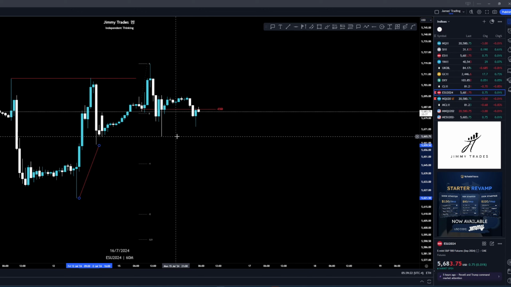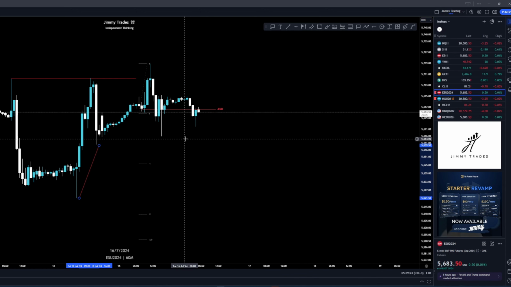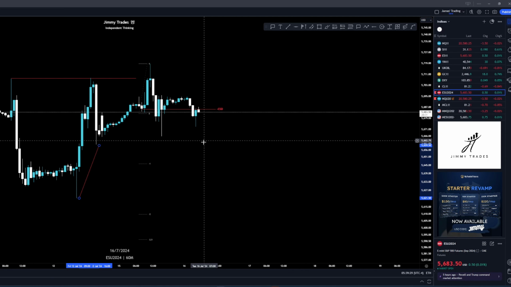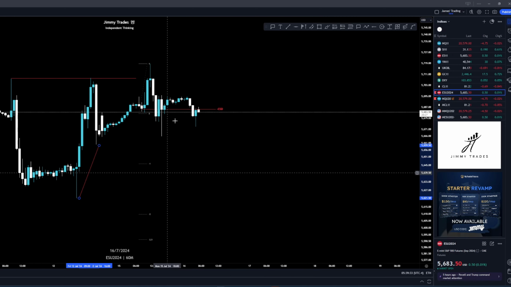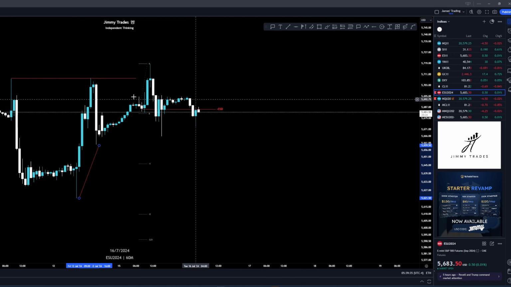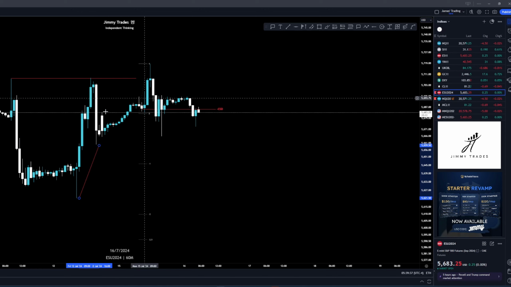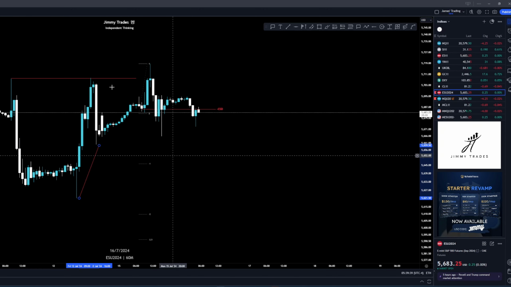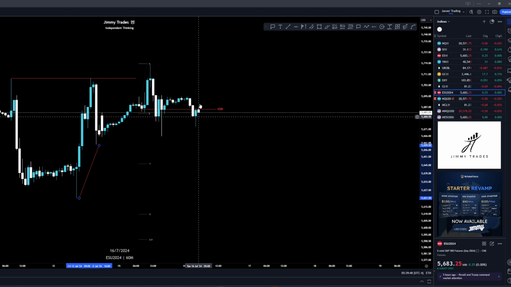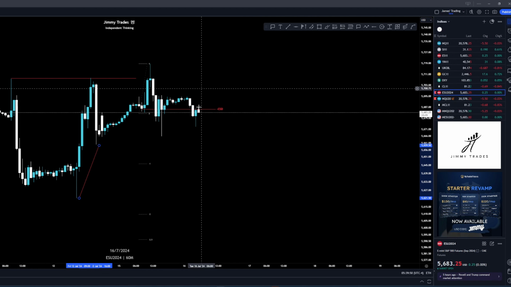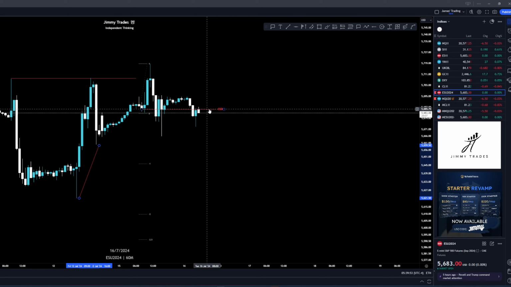So I'm liking ES, to me it's looking a lot cleaner than NQ at the moment. I'm happy to say I'd be bearish at the moment on ES across bias and our market structure. As long as this level holds here, as long as it doesn't push back through and continue higher, then this becomes invalid.